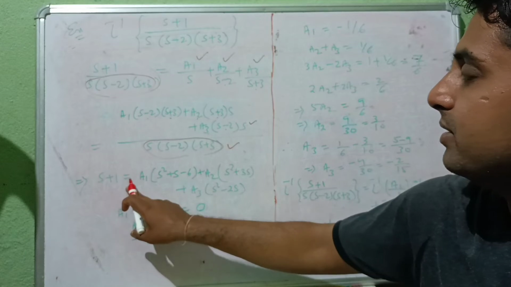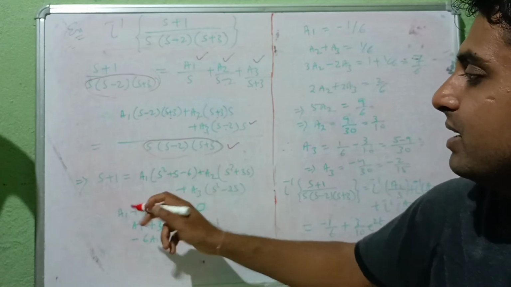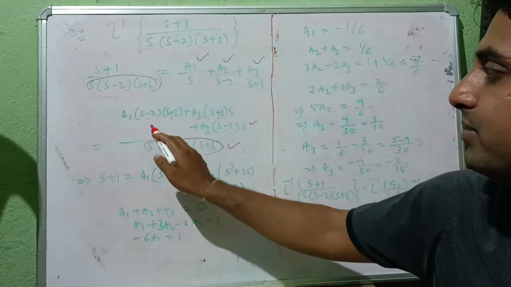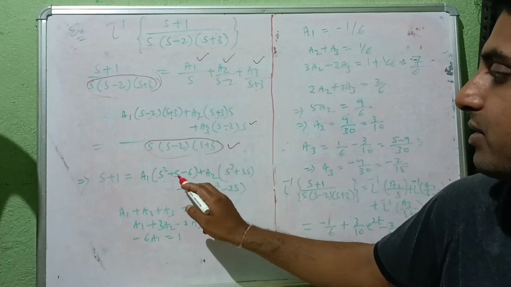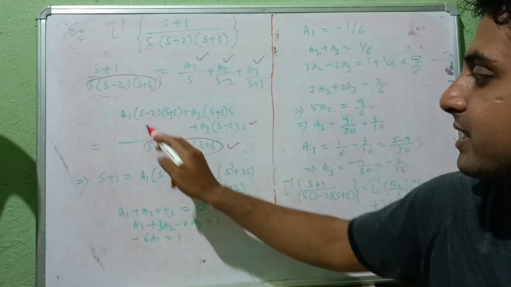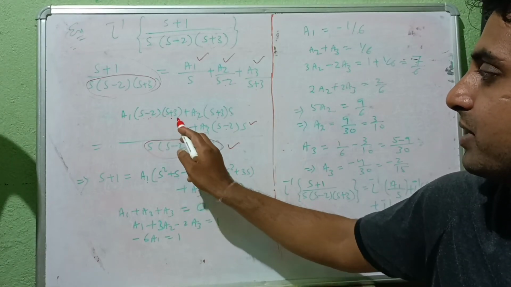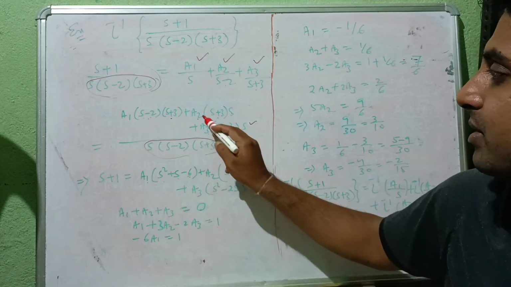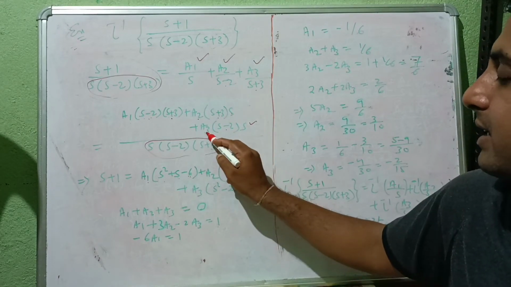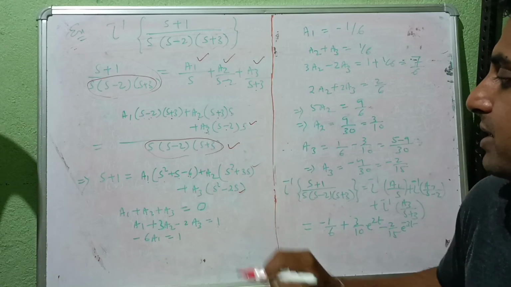So what is the remaining part? s plus 1 is equal to, the numerator will be the same, so just multiply it. a1 into, multiplying these two factors, s square plus s minus 6. It is s square, then minus 2s plus 3s, so it is plus s, then minus 2 into 3, so minus 6. Then plus a2 into s square plus 3s. Then a3 into s square minus 2s.